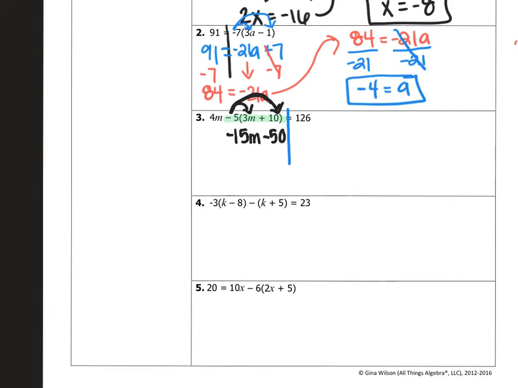I didn't do anything with this 4m, so I'm just going to bring this 4m down in front of it, bring down the equal sign, and bring down 126. Step 2 is combine like terms. I can combine this 4m with a -15m because they both have an m attached to it. So 4m minus 15m is -11m. And nothing combines with this -50, so I'm just going to bring it down. Equals 126.